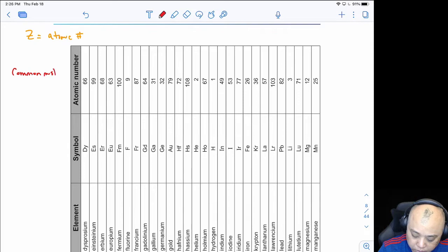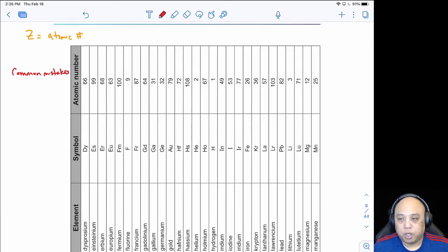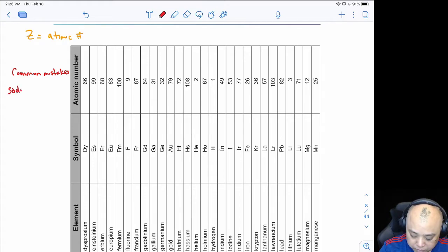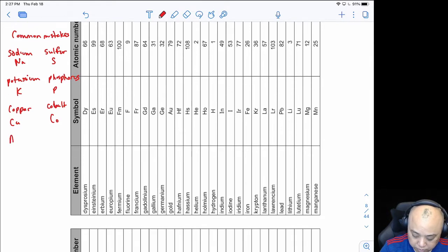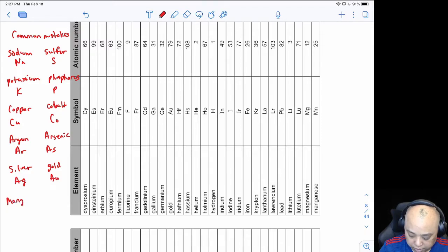I think with this, it's just some of y'all assume you know what the symbol for elements are and you make mistakes about it. Some of them sound a little bit sillier than others, but things like sodium and sulfur, potassium and phosphorus, copper and cobalt, argon versus arsenic, silver versus gold. Oh, another popular one: magnesium versus manganese.